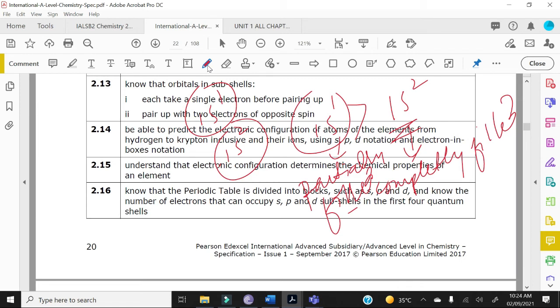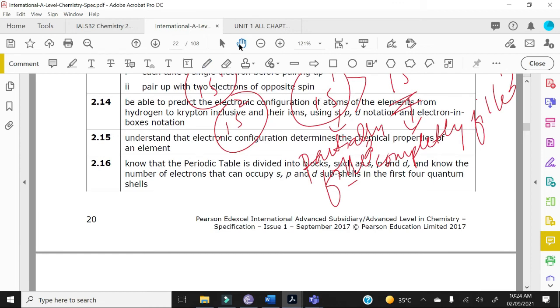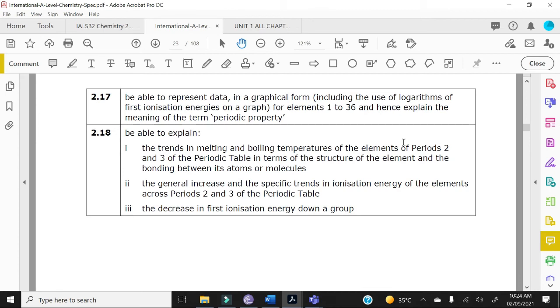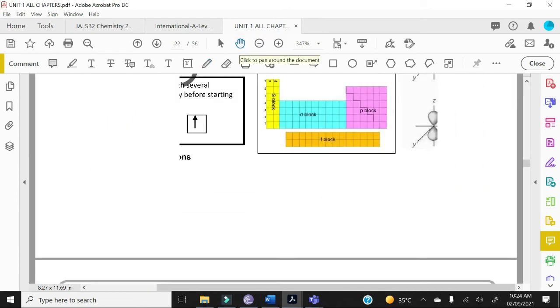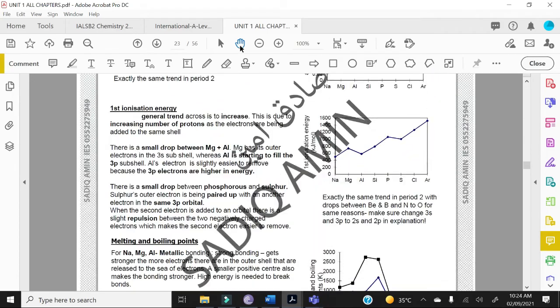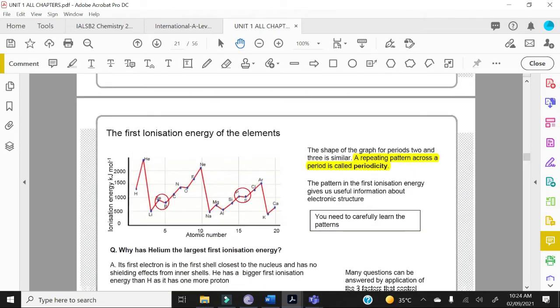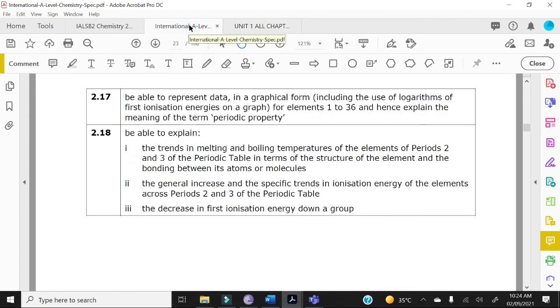Know that the periodic table is divided into blocks such as s, p, d, and f blocks, we discussed that right now. Be able to represent data in a graphical form including the use of logarithms of first ionization energies. We discussed the first ionization energy information yesterday, and I'm giving you this information again. The graphical representation was here. I've explained that to you yesterday, okay? Why there's a fall and why there's a fall. These 2 falls were explained and it is uploaded on the YouTube channel. Please check that out.